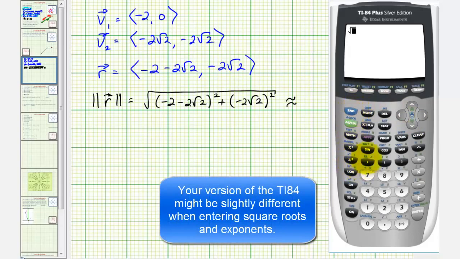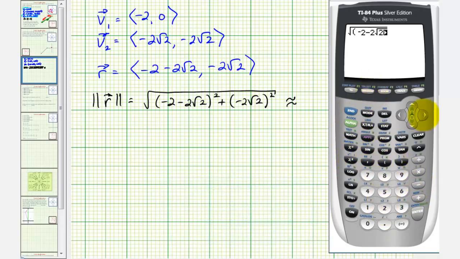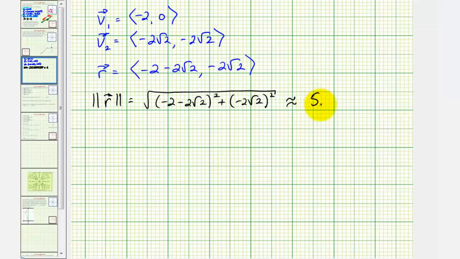So we have square root, and then in parentheses we have negative 2 minus 2 square root 2, right arrow, close parenthesis, squared, and then plus, in parentheses, negative 2 square root 2, right arrow, close parenthesis, and squared. Enter. So the total distance from home would be approximately 5.5959 miles. So this is the answer to the first part of the question.